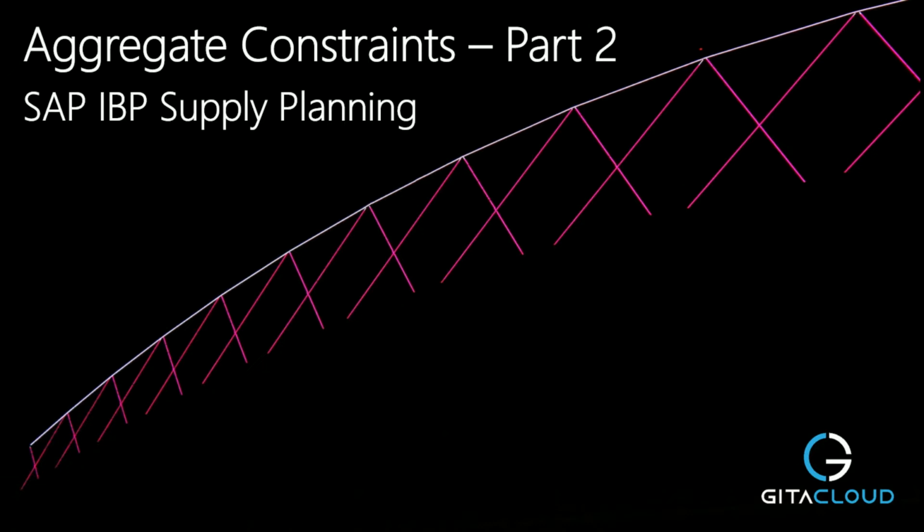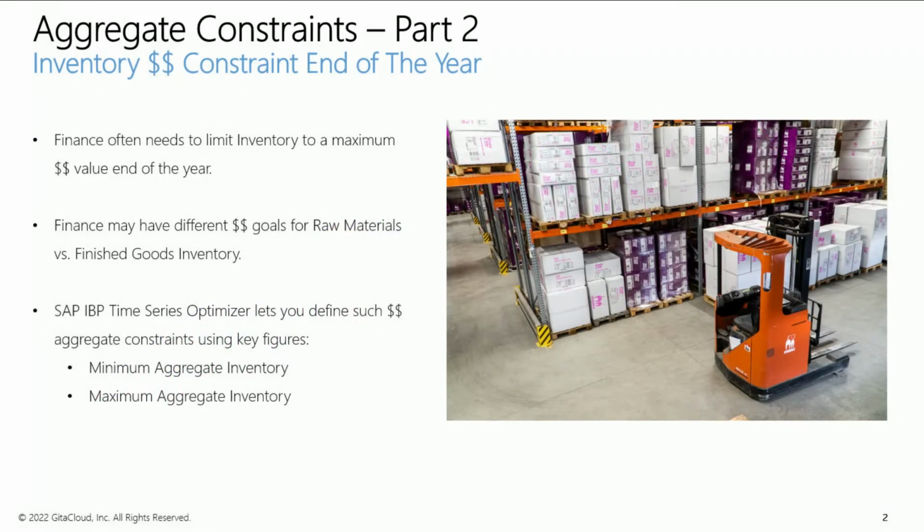In this part 2, we will showcase how finance can use aggregate constraints to model maximum inventory in dollar terms at the end of the year. IBP allows both unit volume and dollar value level aggregate constraints. Dollar level aggregate constraints are quite useful for finance, such as maximum inventory in dollars by type of inventory, finished goods or raw materials. We will use the maximum aggregate inventory constraint in this example.